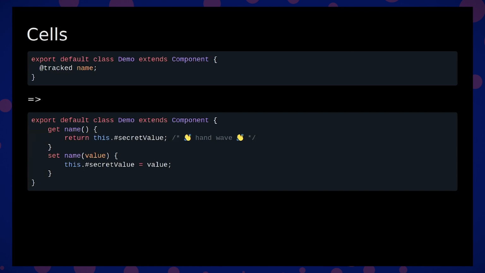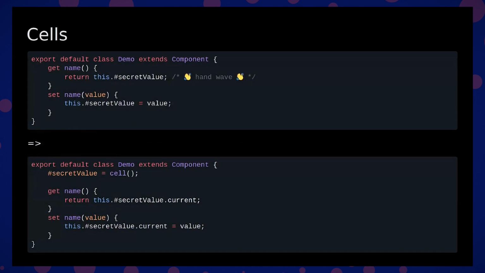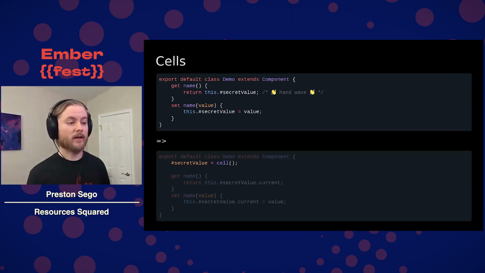So a few slides ago, we hand-waved over the fact that @tracked abstracts a secret value. Here are the secrets behind the hand wave. The secret value can be thought of as a cell.